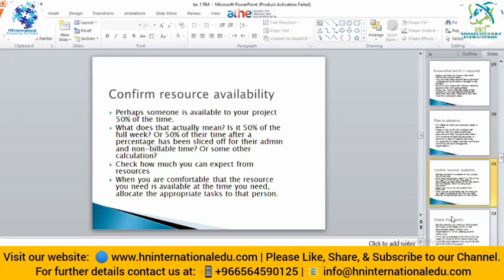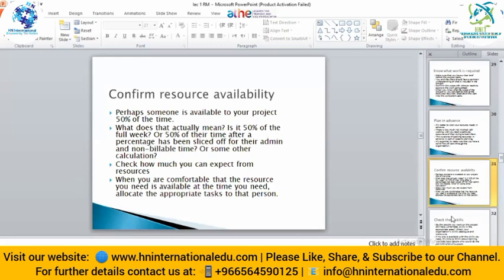Now we have to confirm the resource availability. Like before 1 week, we have to ensure whether the resources are available or not. Perhaps someone is available to your project 50% of the time. So like we are hiring a person on an hourly basis or on daily wages. That person is available at morning time or evening time. We have to decide in advance.